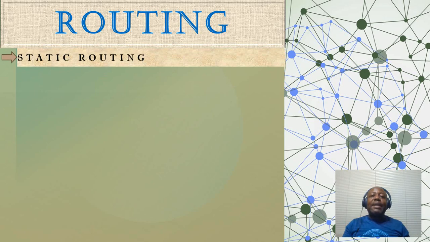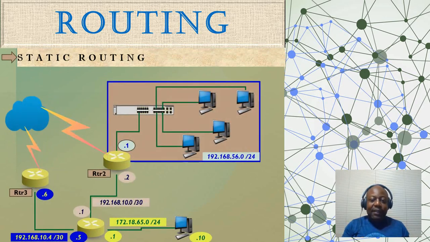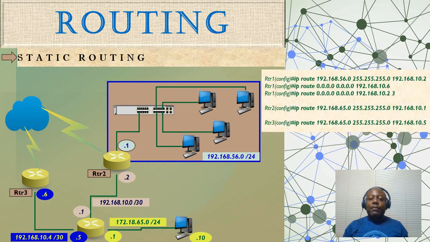Let us take an example, as I was saying. In this design, we have 3 routers: router 1, router 2, and router 3. And we can set up static routes to be able to reach the network 192.168.56.0 from router 1. This is how we're going to do it. So this is the configuration that we can put in place to permit the flow in this network.